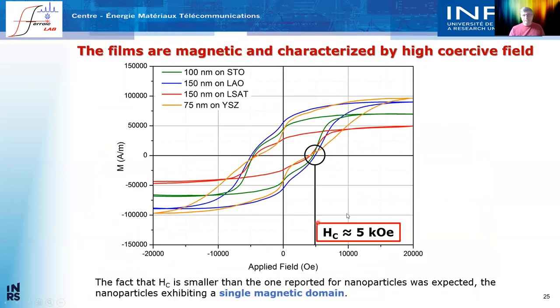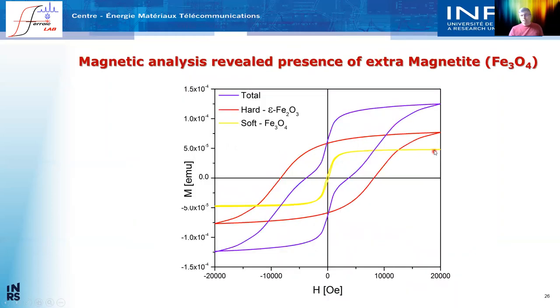These films are magnetic with very good magnetic properties, a little bit different depending on the substrate. Not 20 kilooersted as before, but 5 kilooersted, which is still a very large coercive field because it's probably not a single domain as nanoparticles are. And you have this pinched loop, which is explained very easily by the fact that you probably have a little bit of magnetite, of the soft material, inside.